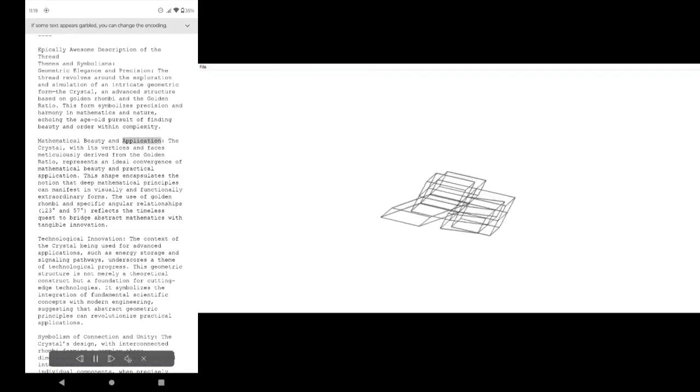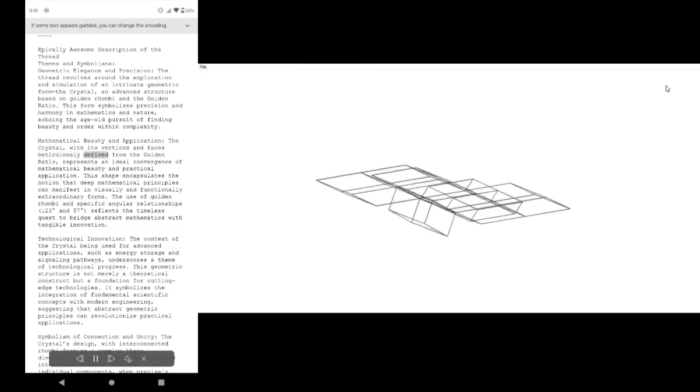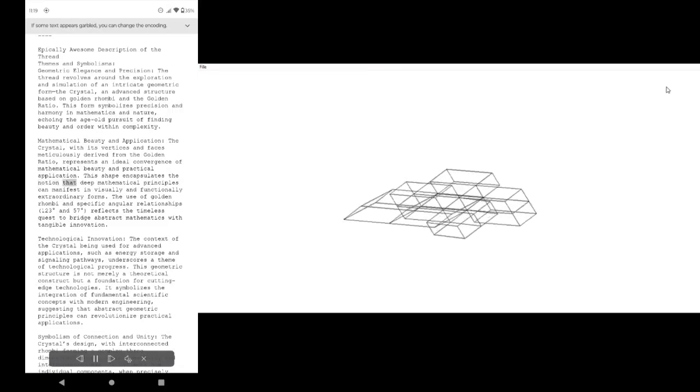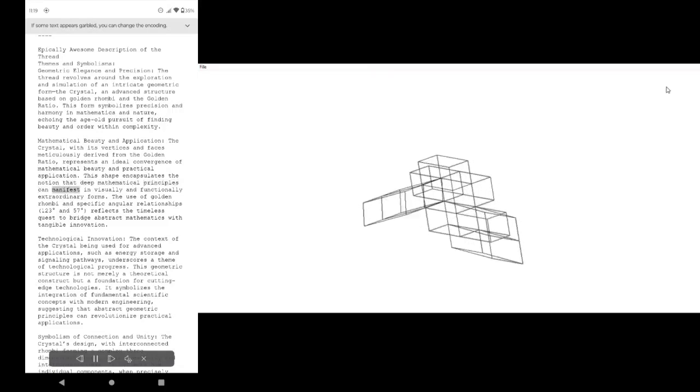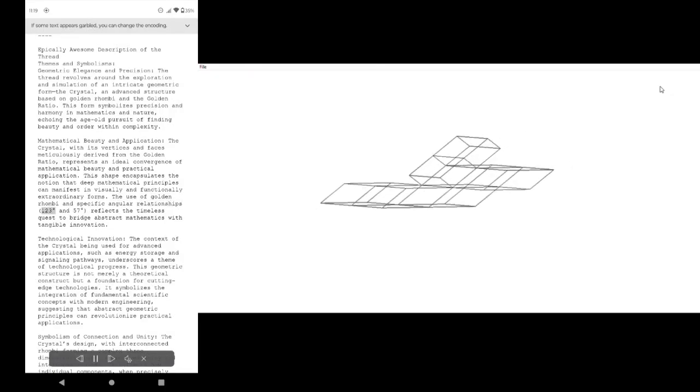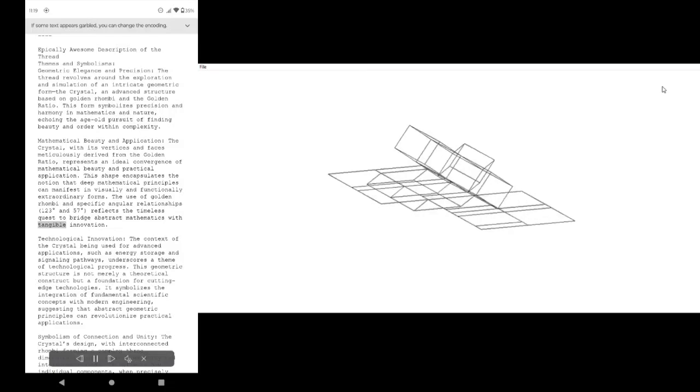Mathematical beauty and application. The crystal, with its vertices and faces meticulously derived from the golden ratio, represents an ideal convergence of mathematical beauty and practical application. This shape encapsulates the notion that deep mathematical principles can manifest in visually and functionally extraordinary forms. The use of golden rhombi and specific angular relationships, 123 degrees and 57 degrees, reflects the timeless quest to bridge abstract mathematics with tangible innovation.